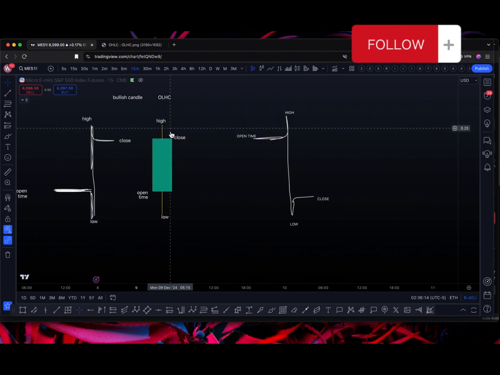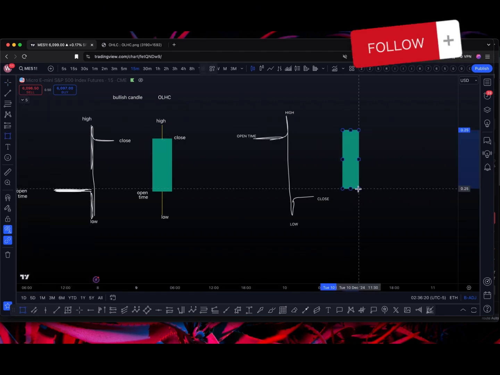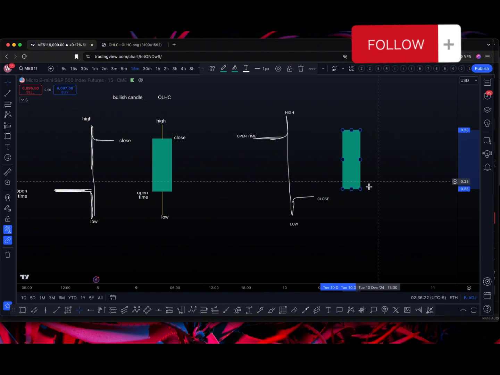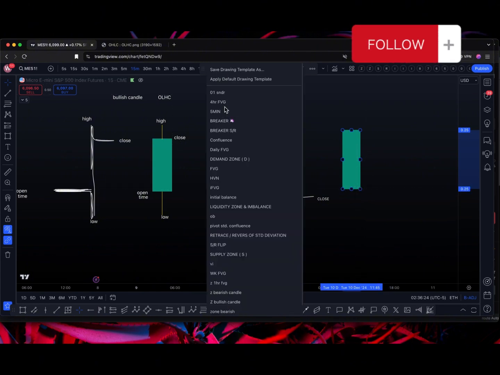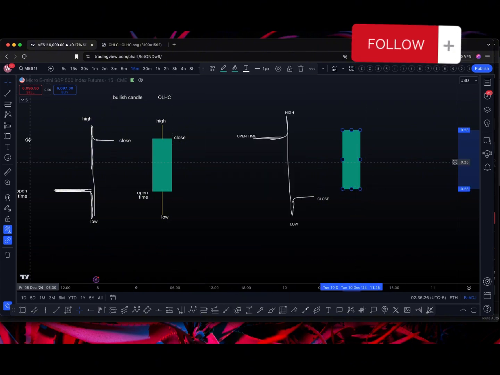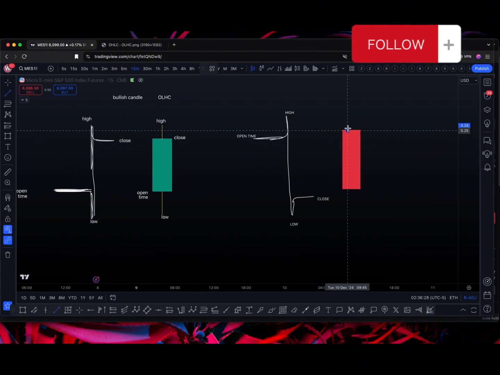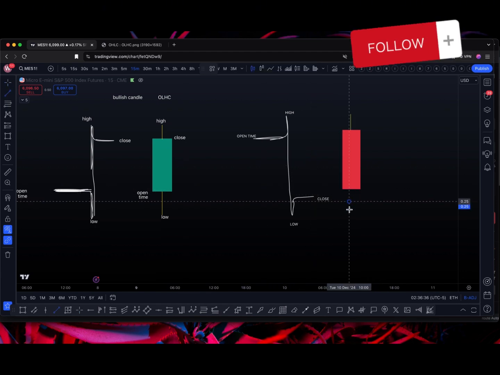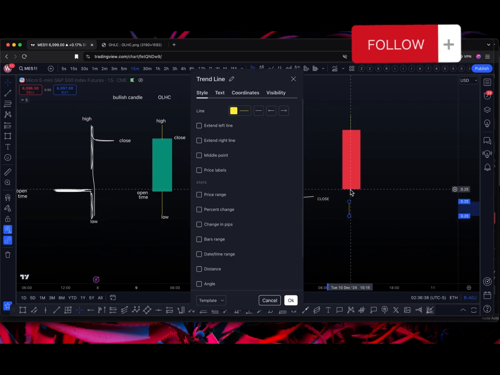Just like this one that closes near the high. So a visual representation will look like this. This is how it's going to look on the chart. The high. Then it will close near the low. This is going to be the low.